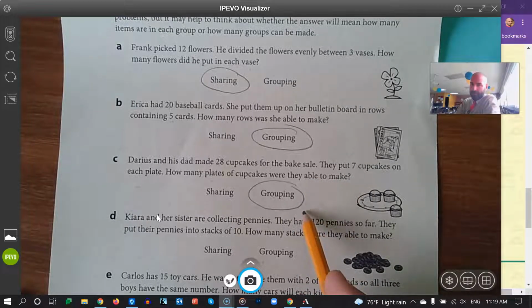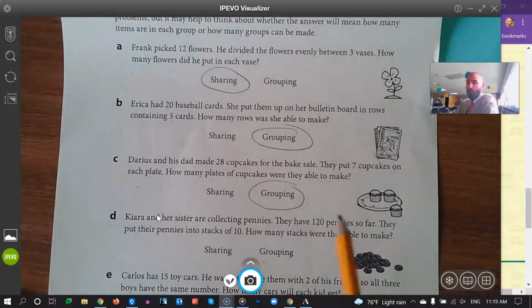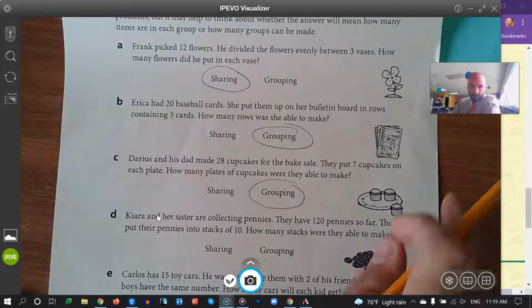Okay, how many plates? So our plates are a group. There are 7 pieces in each group. So how many plates or how many groups can we have?